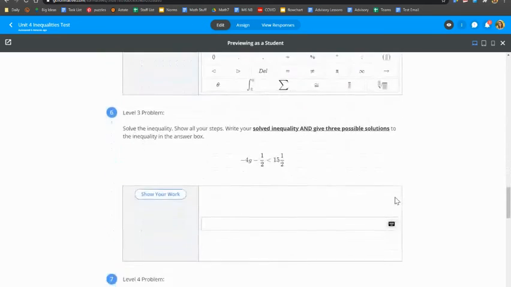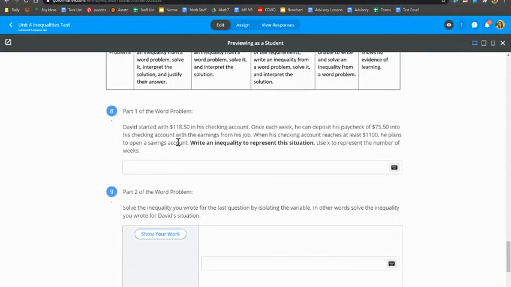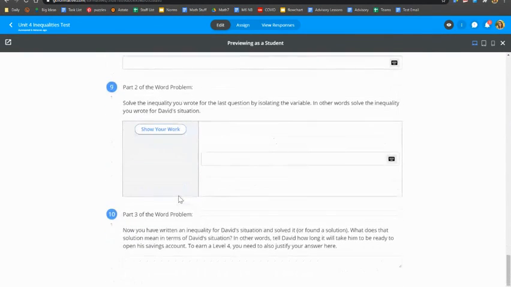One last thing I wanted to share. The third rubric talks about word problems. So in order to score 3, which remember 3 is our goal, the student can write an inequality from a word problem, solve it, and interpret the solution. Those are 3 parts there. To get a 4, you also have to be able to justify your answer. So instead of breaking this into leveled problems like the other ones, I broke it into parts of one problem. So there's one problem talking about David, and there's part 1, part 2, and part 3. Depending on which ones you answer correctly, that will share with me what level of understanding you have for word problems.